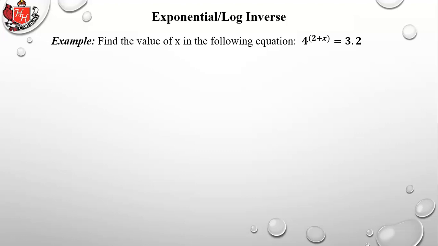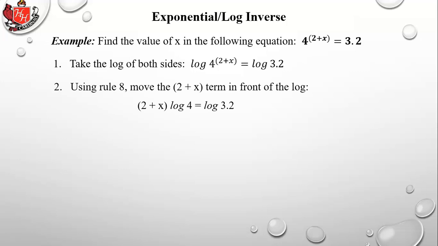So, example: find the value of x in the following equation. 4 raised to the 2 plus x equals 3.2. So you've got an x up there in the exponent. How do you get that out of there and solve for x? Take the log of both sides. So you take the log of 4 raised to the 2 plus x, and over on the right side, you take the log of 3.2. Anything you do to one side is legal as long as you do the same thing to the other side.